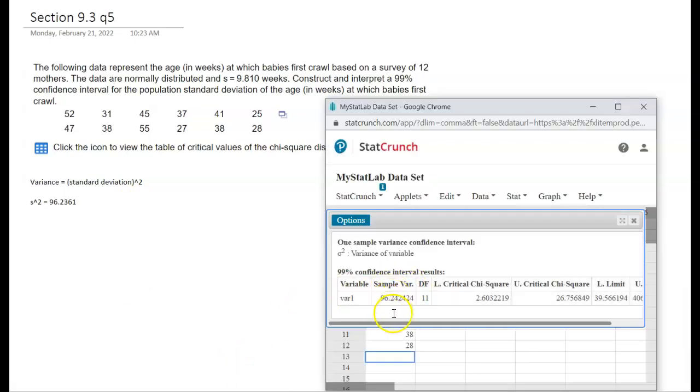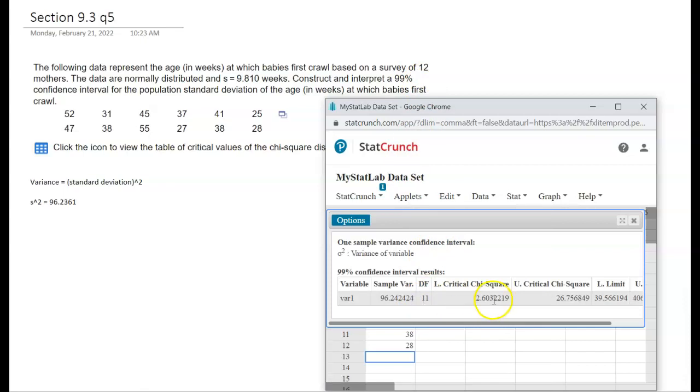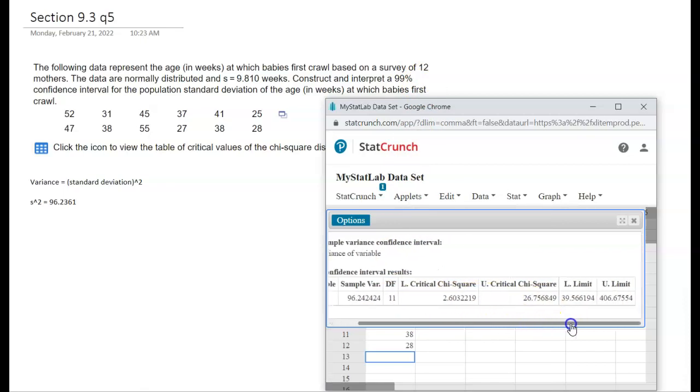So when we look at our StatCrunch output, it makes a little bit more sense. Here we are. Our sample variance is 96.24. It's slightly different here, probably because of rounding error in what they gave us. So the degrees of freedom, remember, is n minus 1. Since we had 12 data points, our degrees of freedom is 11. These are our critical values for the chi-square, which we don't need.